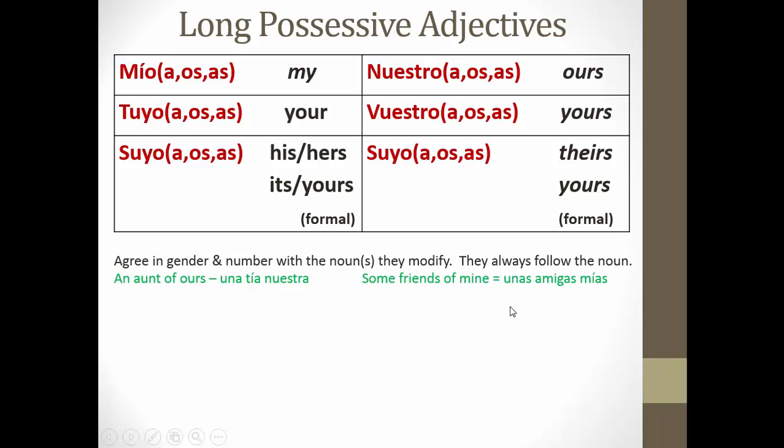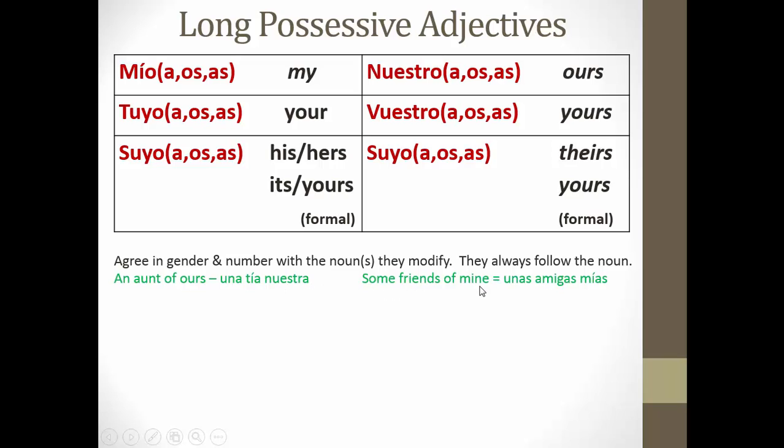Okay, so usage notes for you. A long possessive adjective is going to agree in gender and number with the noun they modify. Also, they're going to follow the noun. So look at this example. An aunt of ours, similar to saying our aunt, you would say una tía nuestra. Because tía was feminine singular, the form of our had to be feminine singular as well.